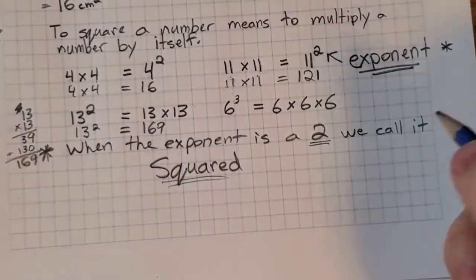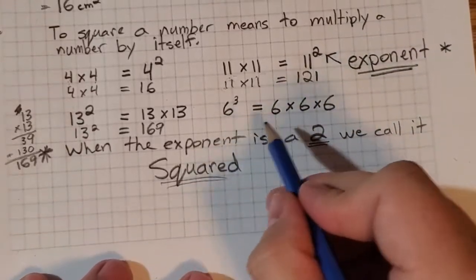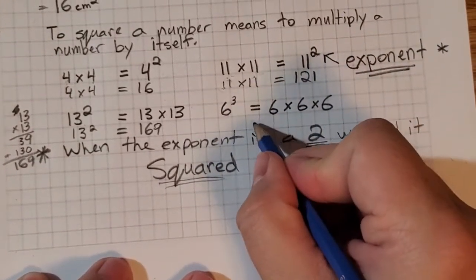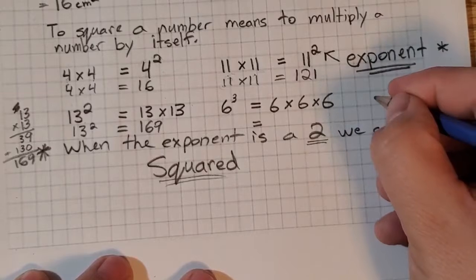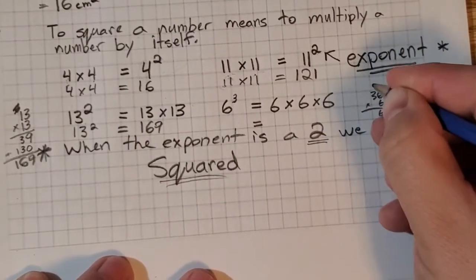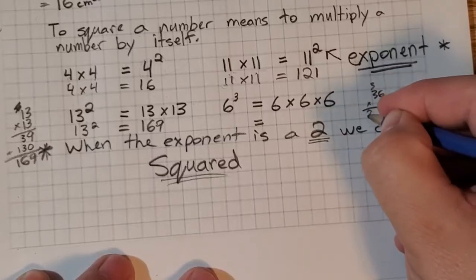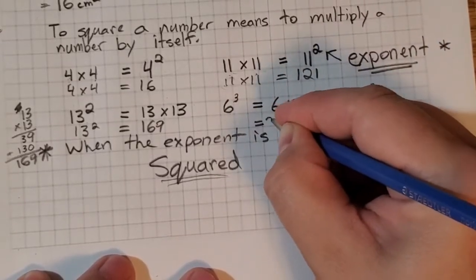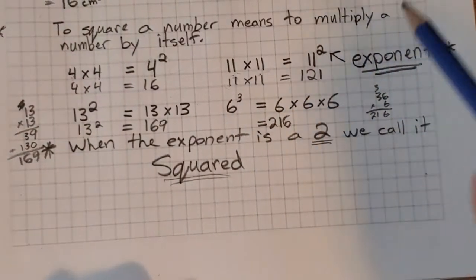There are other ways we could have figured it out. And then we have 6 cubed. What about this one? 6 times 6 is 36, and 36 times 6 is 3 times 6, 18, 21, 216. Okay.